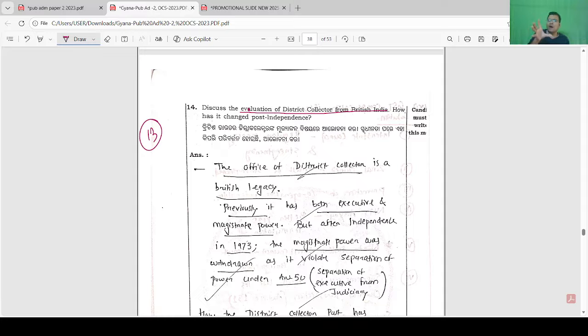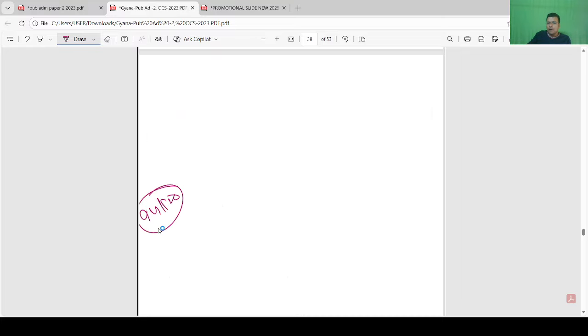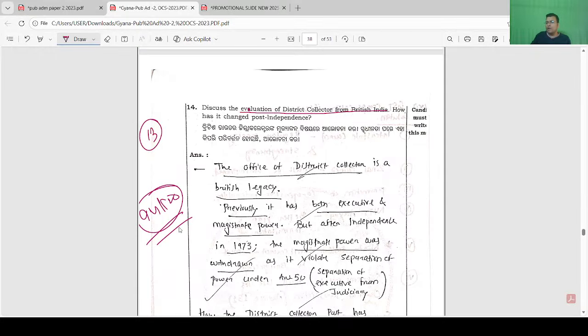This type of start will give you... In cricket, we need a good start. In T20, we need a good start. So your answer, your intro should be excellent. So this is the way I may start the answer.